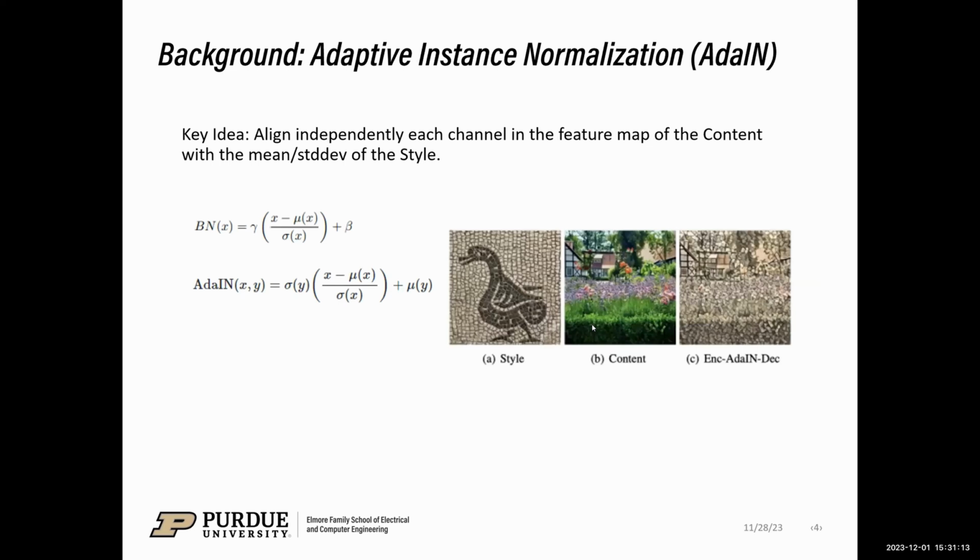Now, adaptive instance normalization, or AdaIN, is a way to align an image's look to the style of another. Here's an example of that. As you can see, aligning the content image to the style of this other image produces something like this. Same image, but with a distinct style.